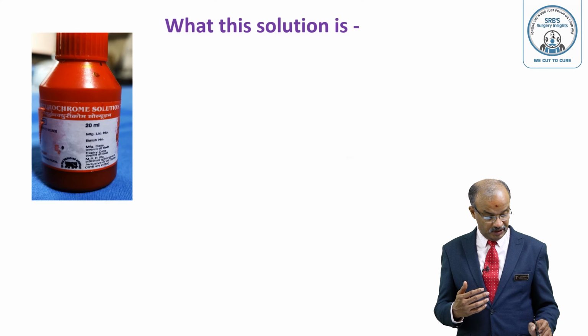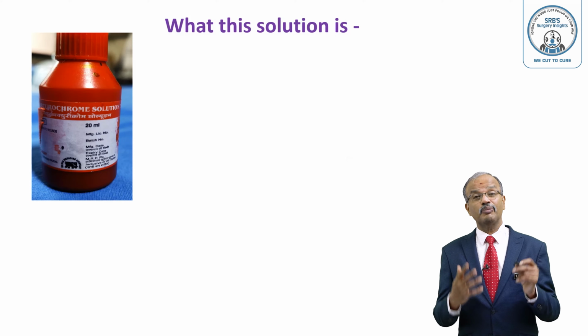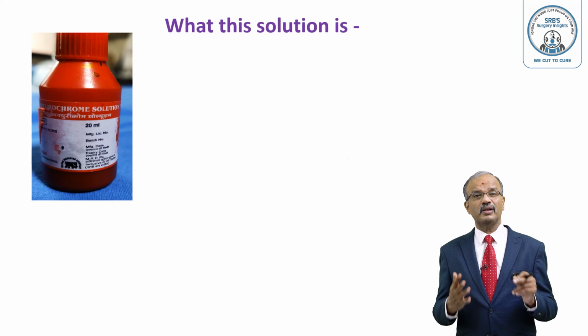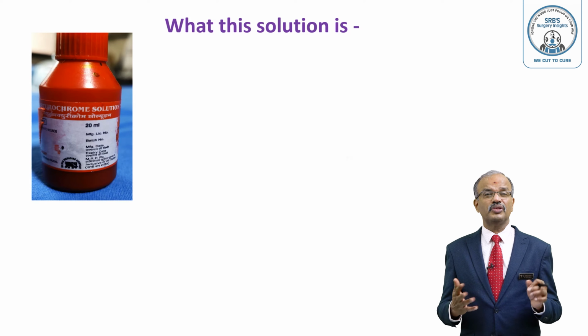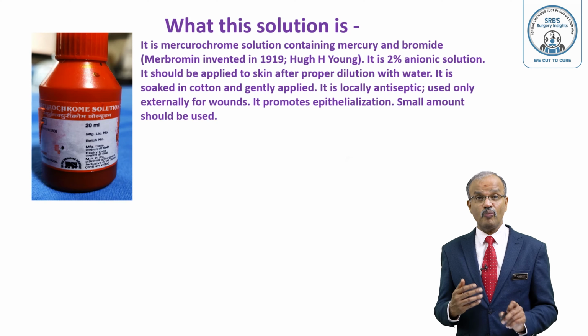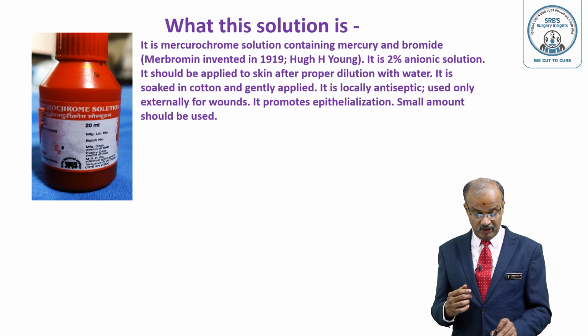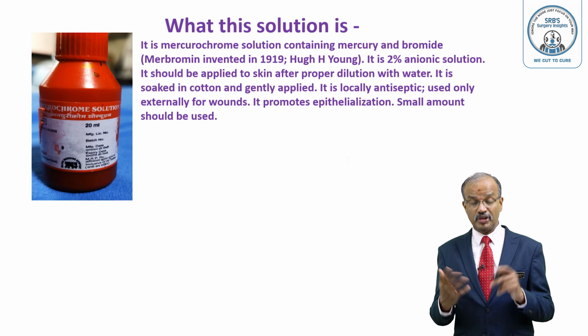Go through the slide to find out when it was invented and how it looks. See, it is red in color, a very cheap solution. It increases epithelialization and it's also a local antiseptic. They were using it earlier for wounds. It contains mercury and bromide. It was invented in 1919 by Hugh Young, more than 100 years back.